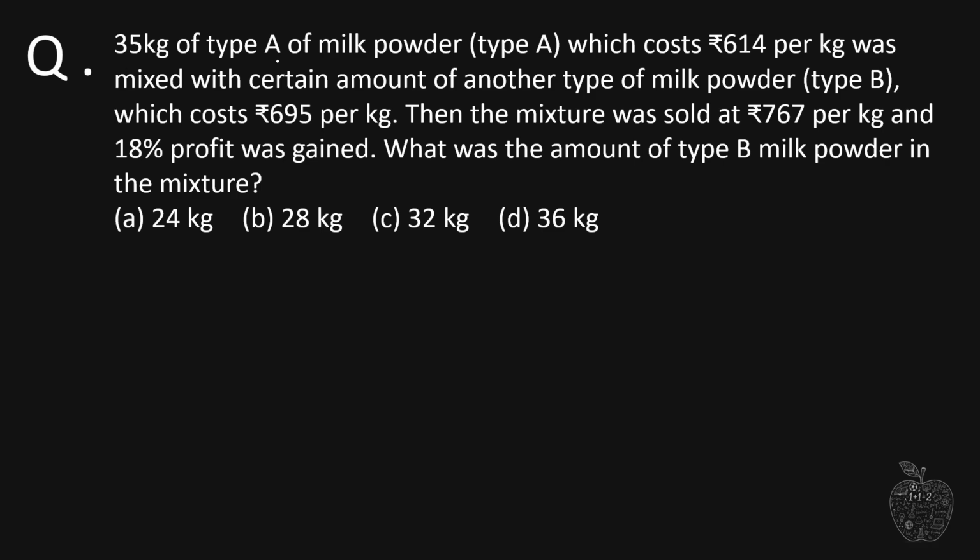35 kgs of milk powder type A, which costs 614 per kg, was mixed with a certain amount of another type of milk powder, type B, which costs 695 per kg. Then the mixture was sold at 767 per kg and 18% profit was gained. What was the amount of type B milk powder in the mixture?